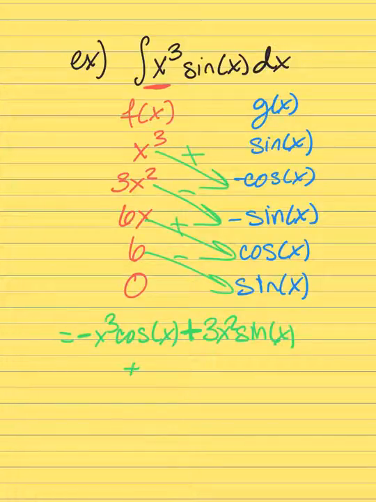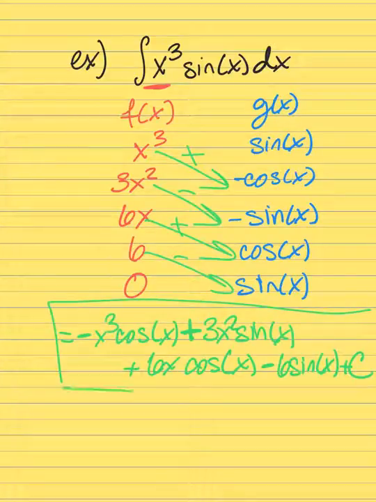Plus 6x times cosine of x is just going to be 6x cosine of x. Minus 6 times sine of x is going to be 6 sine of x. No limits, so plus c, and that is my answer. And that makes this way easier to do tabular, because here I've had to do integration by parts a couple times, and that has just been really, really long. But that kind of got in the bud.